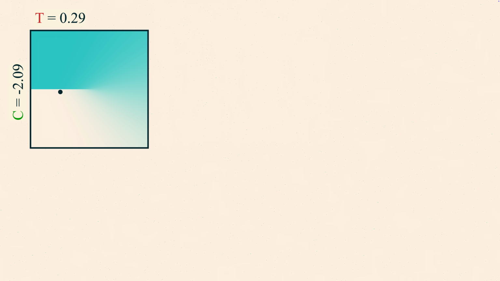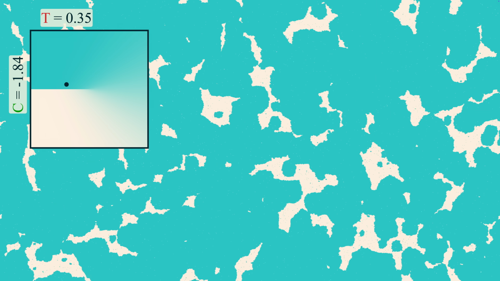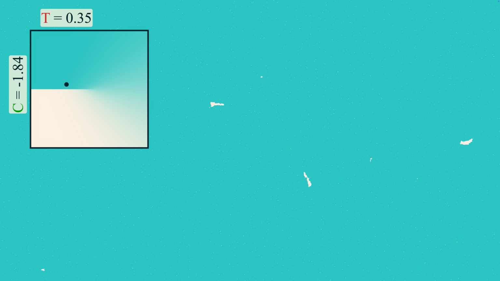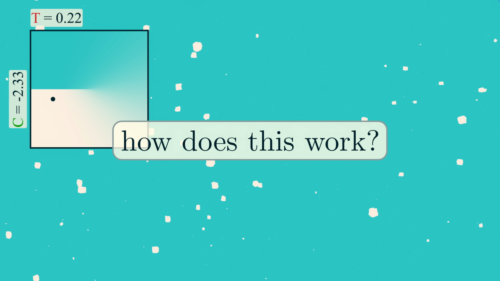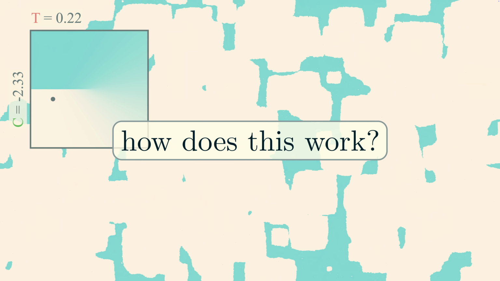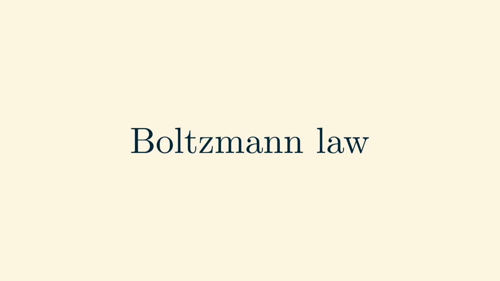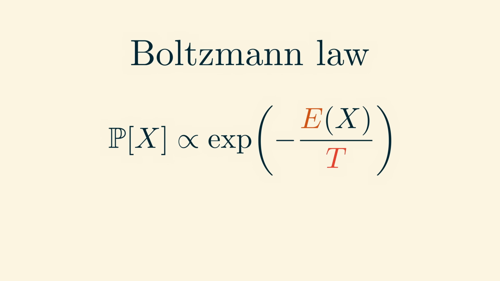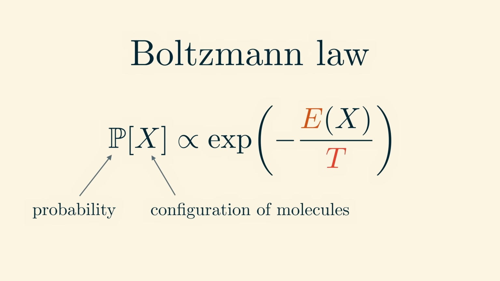There is so much to talk about in this one simulation, and in this video I want to introduce everything we need to really understand what's going on here. The main question at this point, which I didn't say much about yet, is how exactly does this simulation work? To answer this question, we'll need to talk about the most important formula in statistical mechanics, the Boltzmann law. The Boltzmann law is a formula for a probability distribution, telling us the probability of each configuration X of molecules.